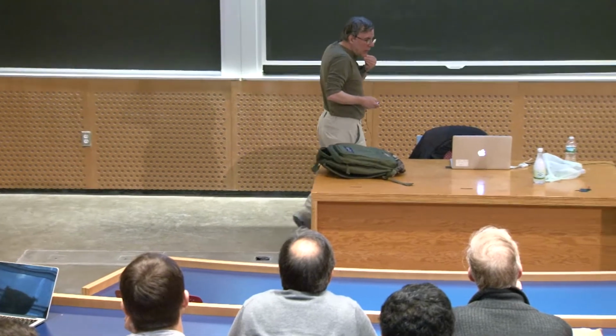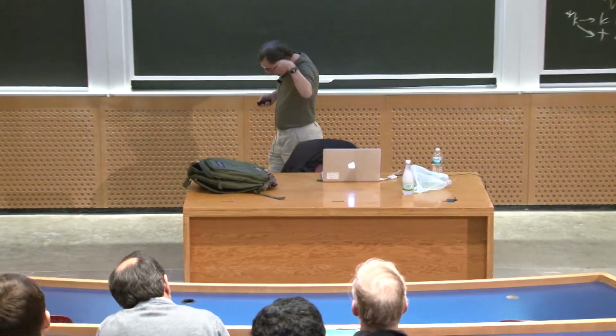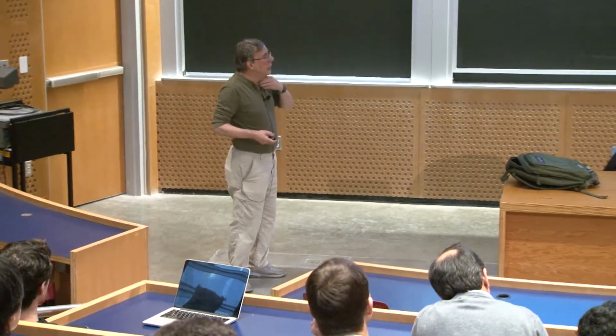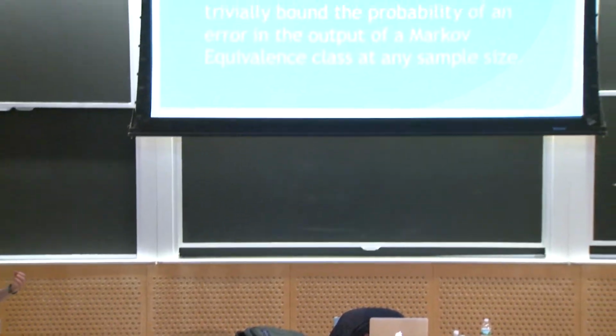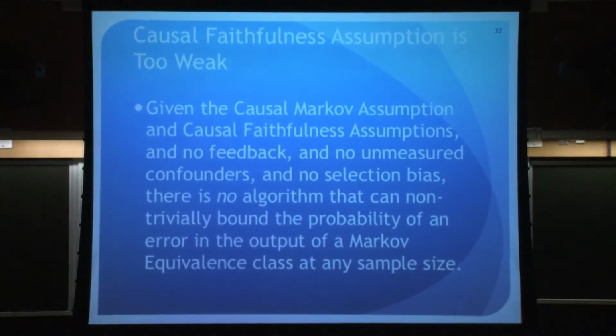So there's a number of different approaches that people have taken. Let me back up a step. Because of that almost unfaithfulness, the faithfulness assumption by itself is not strong enough to get you the results that you really want. It's not just that you want to get the correct answer in the limit. What you want is that at finite samples, you could at least bound the probability of errors in your Markov equivalence class. And because of those almost unfaithful distributions, it turns out that there isn't any algorithm which can do that if all you assume is Markov and faithfulness.